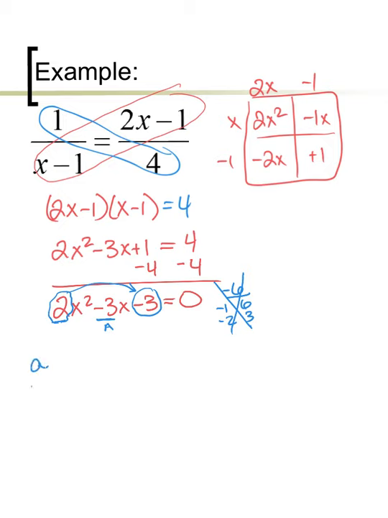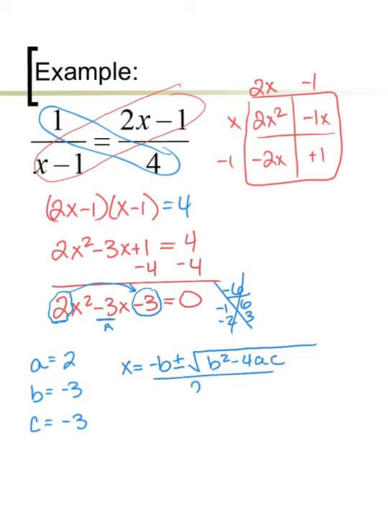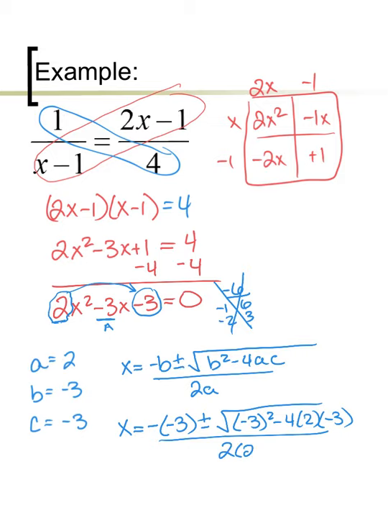So off to the side, I'm going to list my A, my B, and my C. This is 2, this is negative 3, this is negative 3. I'm going to write the formula down. And again, I'm using the formula because we use that when we cannot factor something. And this does not factor. I'm going to plug in my numbers. My B value is negative 3, plus or minus negative 3 squared minus 4, 2, negative 3, over 2, 2.